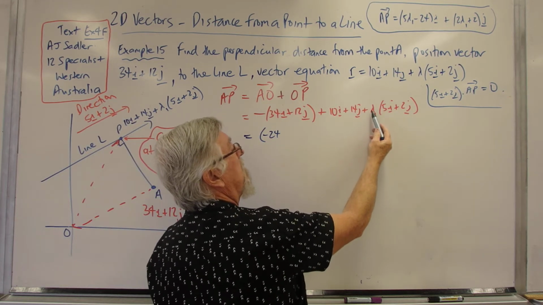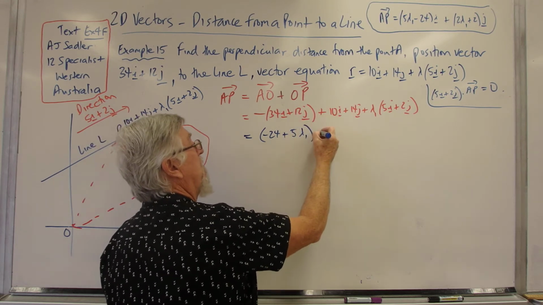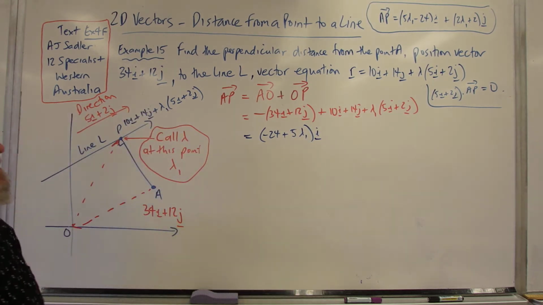Now I've got 5 lambda 1 i. So I've got 5 lambda 1, and they're all the i's. So there's my i components. Let's go to the j's.